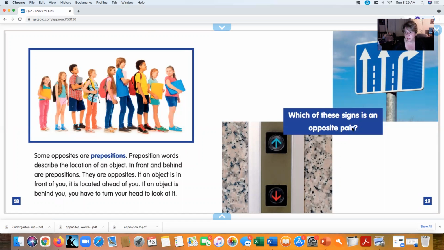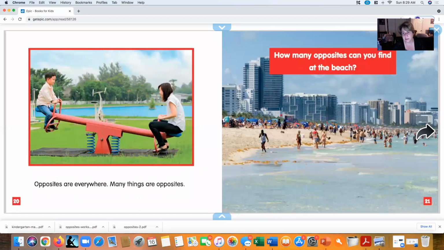Let's look at these signs here. Which of these signs is an opposite pair? Say on this sign, we see all the arrows. This one's pointing up, this one's pointing up, this one's pointing to the side. It's not opposite because the opposite of up would be down. So let's look over here. Do we see opposites in this one? Here we go. This arrow's pointing up and this arrow's pointing down. That's opposites.